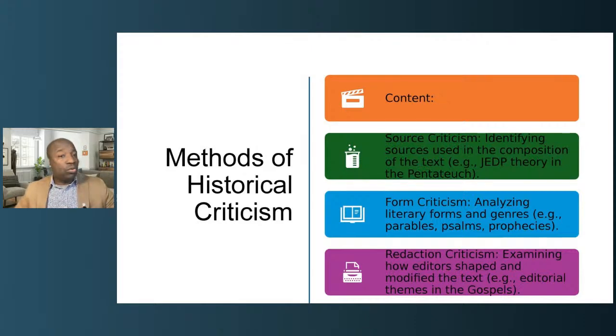Methods of historical criticism. We want to look at content, source criticism, identifying sources used in the composition of the text. Okay. Form criticism, analyzing literary forms and genres in terms of parables, psalms, prophecies. Redaction criticism, examining how editors shaped and modified the text. Editorial themes in the Gospels. These are all methods of historical criticism.